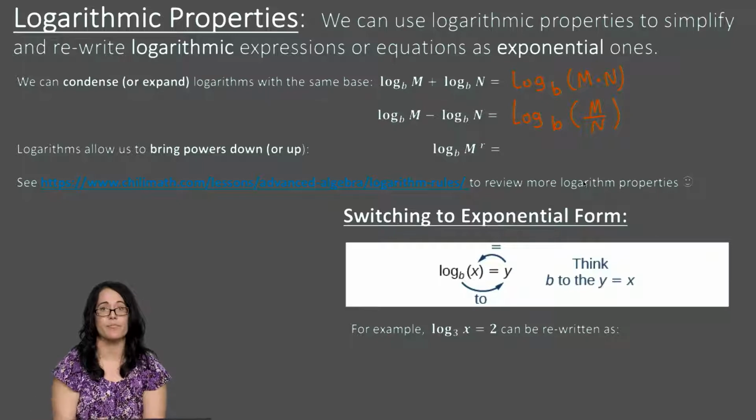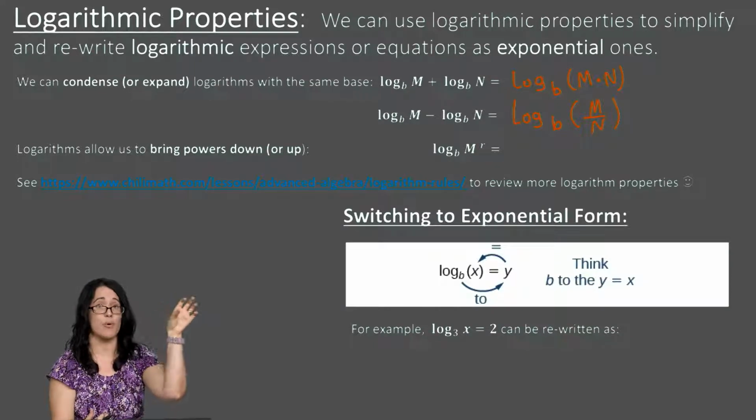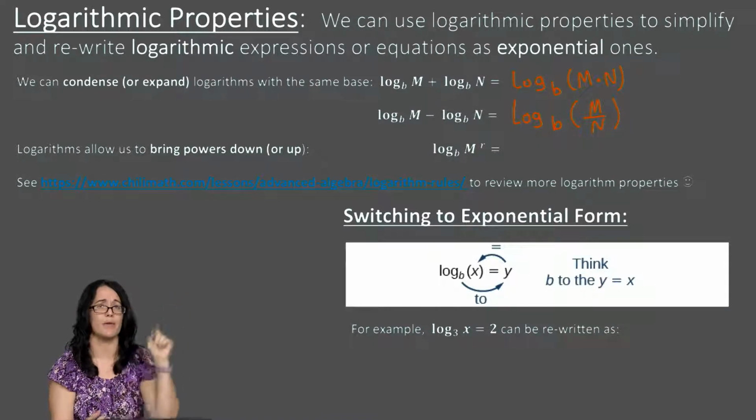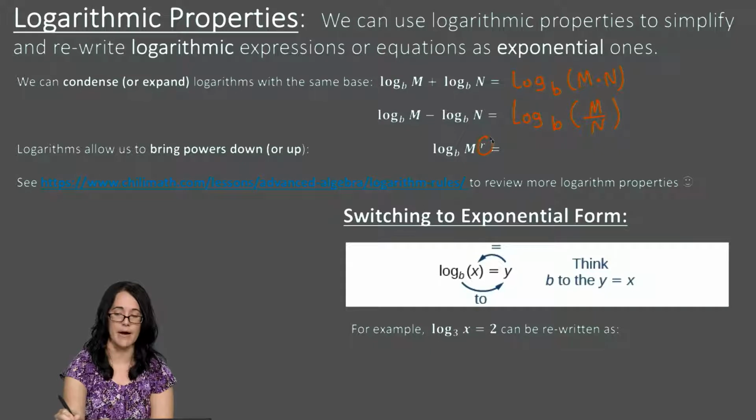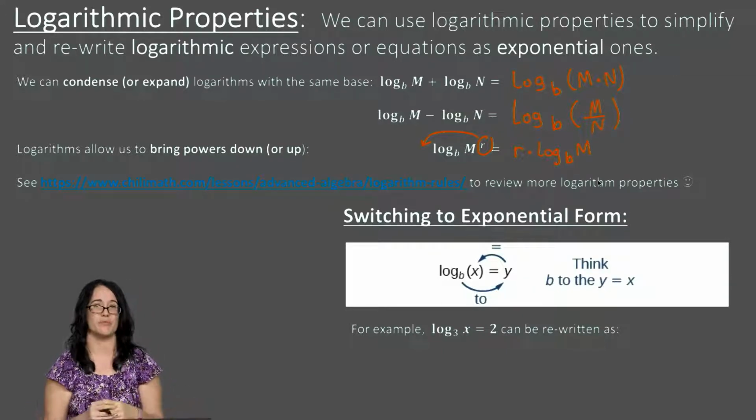Finally, there was one other important log property I wanted to remind you of before we get started today. And that is, if we have a logarithm of an argument being raised to a power, what can we do with that power? That's right, we can bring it down in front of the logarithm. In other words, this r power would come in front and we would have r times the log base b of argument m. Why would we care to do that?